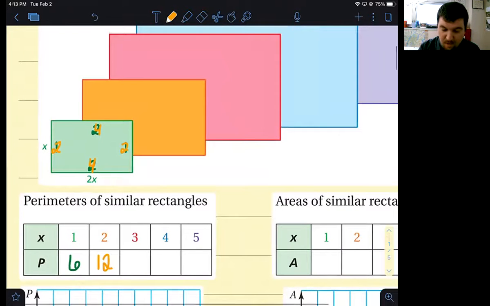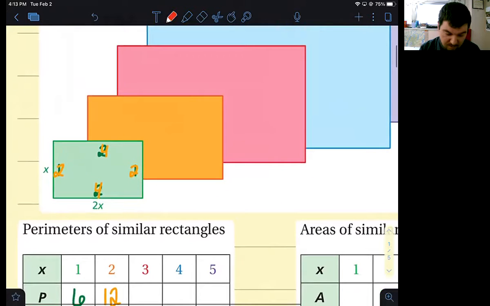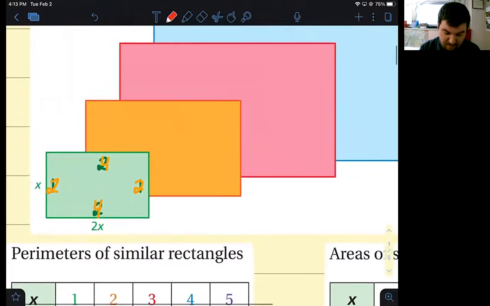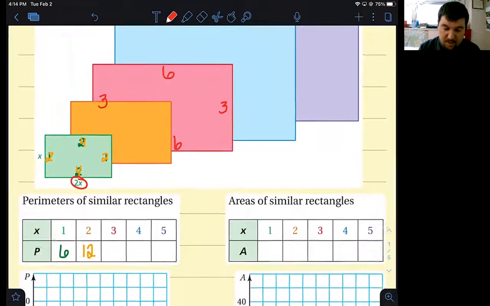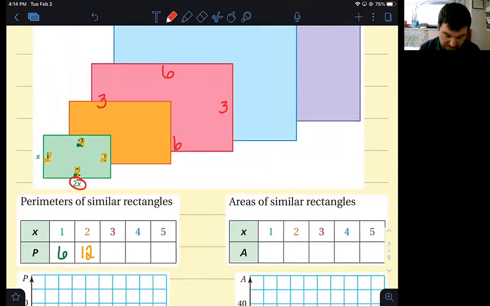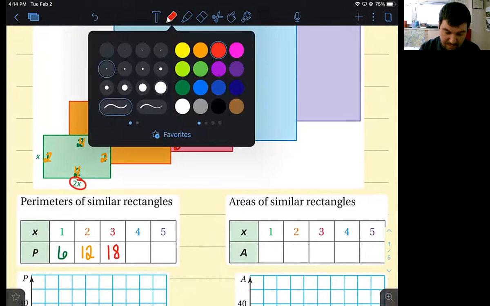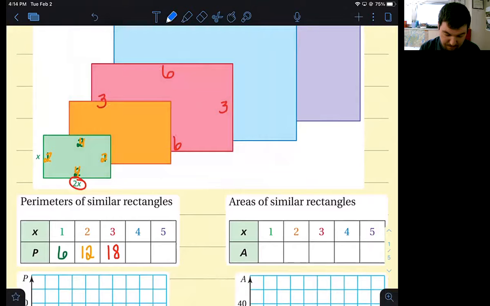When I plug in 3 for x, and I see this red rectangle, that's going to give me a perimeter of, let me just write it up here, 3 plus 6 plus 3 plus 6. I'm just plugging in, obviously 2x would be 6 in this case, and x is 3. So 6 and 6 makes 12, 3 and 3 makes 6. Now we're looking at 18, and you can kind of see the pattern here. When I plug in 4, it just keeps increasing by 6 each time. The perimeter is going to be 24. When I plug in 5, the perimeter is going to be 30.